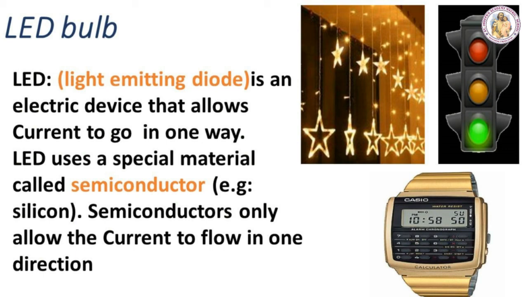The manufacturer can produce LED bulbs that radiate red, green, yellow and orange colors. Displays in digital watches and calculators, traffic signals, street lights, decorative lights, etc. are some examples of the uses of LEDs.